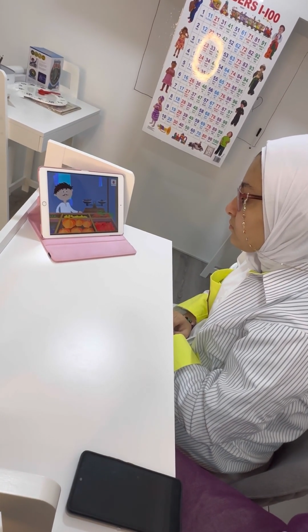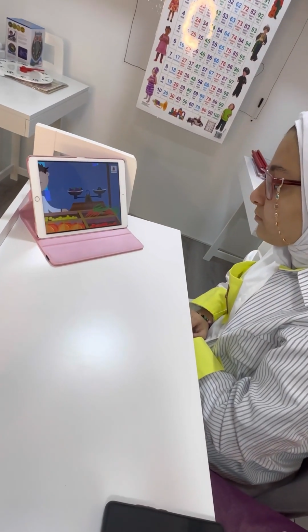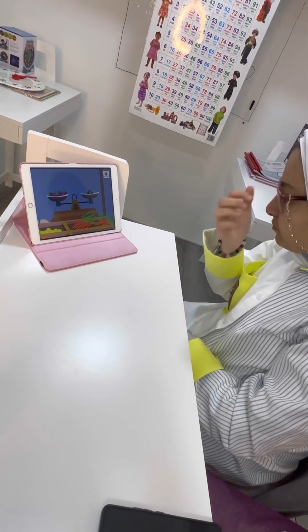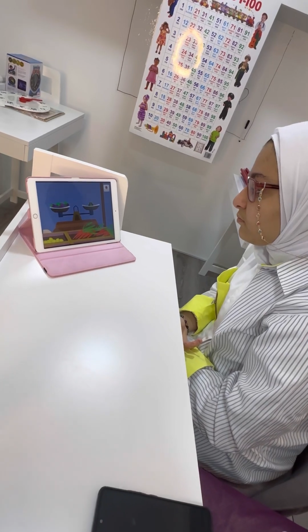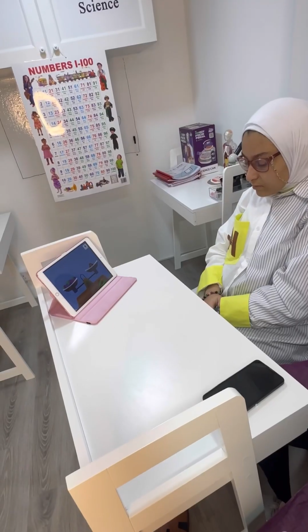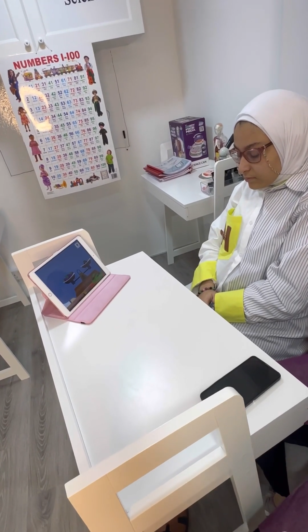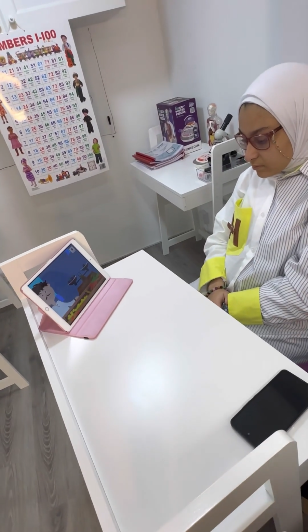Look at this. This is a weighing scale. We use a weighing scale to compare the weights of two objects. Let's understand this in a better way with the help of the weighing scale.